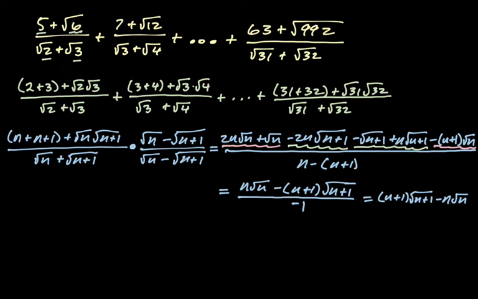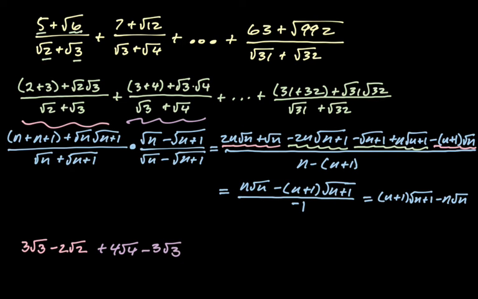I just have to plug in the correct thing, right? So the first fraction that I had, I said that n was 2. So if n is 2, then this will be 3 root 3 minus 2 root 2. For the next fraction, n is equal to 3, so this will be plus 4 root 4 minus 3 root 3. Now, we can kind of see what's happening here. The 3 root 3 and the minus 3 root 3 are going to cancel. This is called a telescoping series. And so I'm going to write a couple more terms. The next term, although we don't have it written down, would have been 5 root 5 minus 4 root 4.